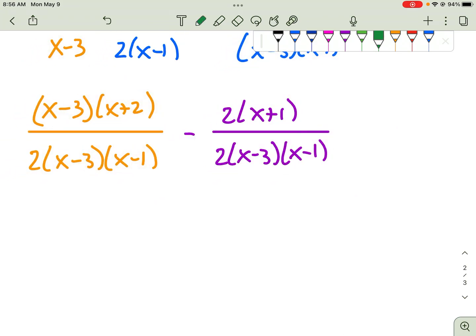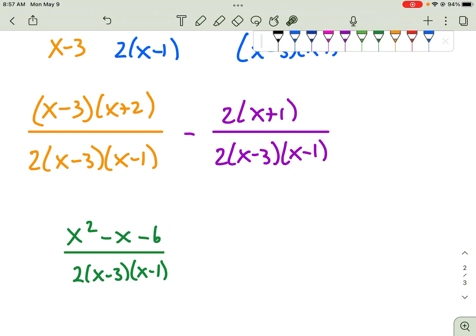All right, so now we have to distribute the numerator. So I'm multiplying these two things together. x squared plus 2x minus 3x is minus x minus 6 all over our common denominator, which we don't have to multiply. We just leave that in factored form. And then we have to distribute the negative. So you can kind of distribute negative 2 if you want to think of it like that. Minus 2x plus 2 like that.